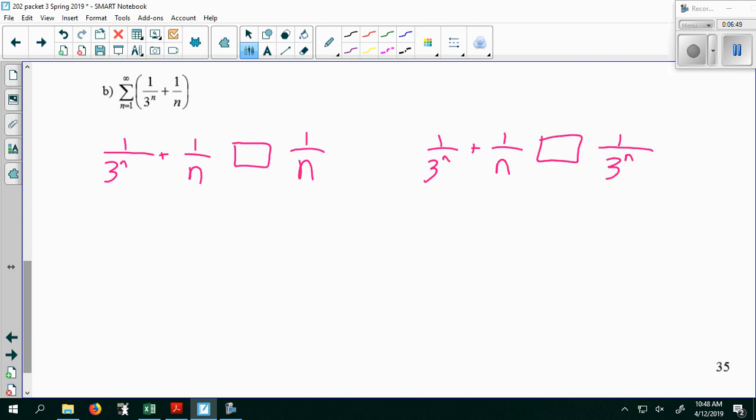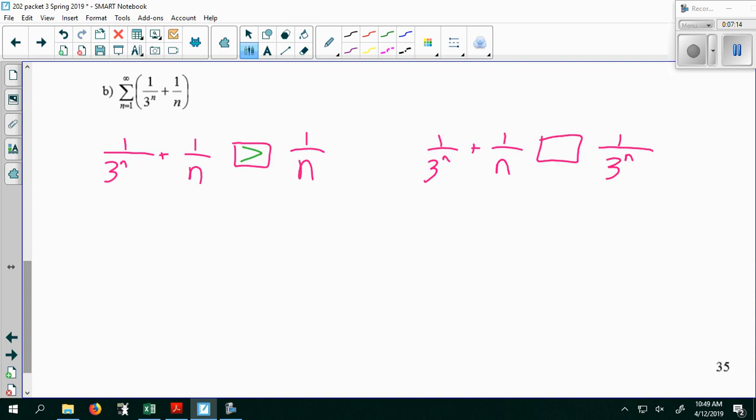1 over n and 1 over n are equal. On the left here, I've added to 1 over n some positive amount, right? Because n is positive, so 1 over 3 to the n is some positive amount. So which side is bigger? The left. Yeah. 1 over n plus some more is bigger than 1 over n. So that's bigger.